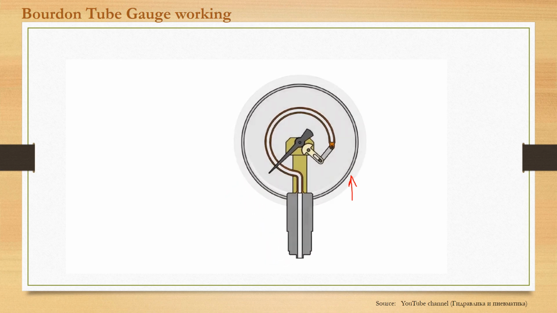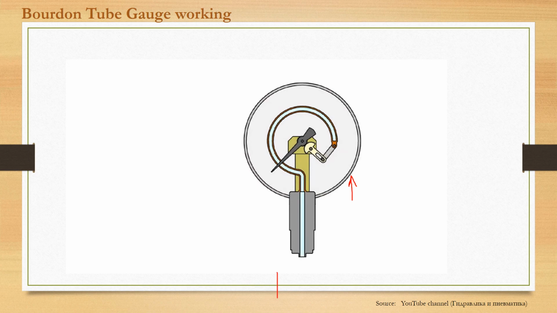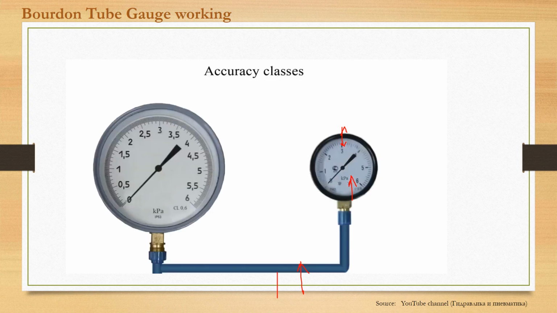So from the bottom this pressure is applied. So this pressure is applied from here, and it results in the movement of this Bourdon tube, and this motion is transferred to the lever and gear arrangement, and results in the movement of this pointer.